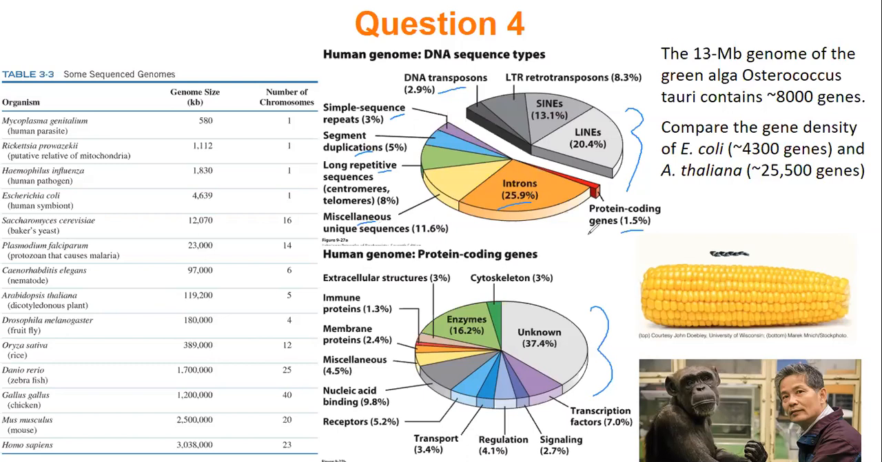And if we look at what is encoding for proteins, 37.4% is unknown. We don't know what protein it's encoding for. We have no idea what it's really doing right now. And so even though we have genomes that are completely sequenced, you can see there's still a lot of work that has to be done to really understand what is going on in our genome.